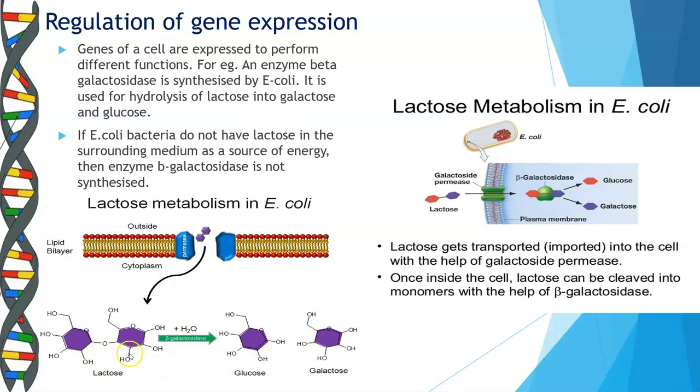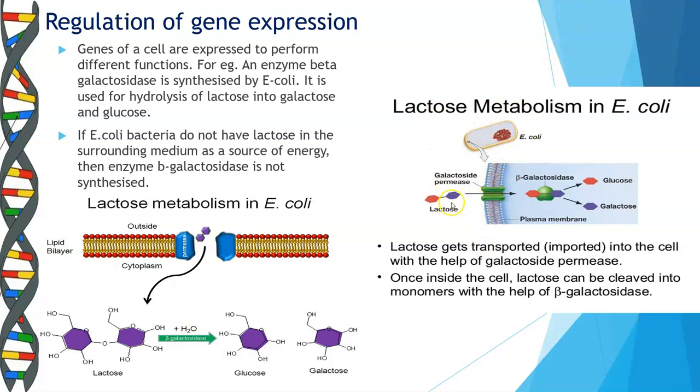This is how the reaction looks. You have lactose, which is a disaccharide unit. In the presence of water and beta-galactosidase, it is broken down to its monomers, that is glucose and galactose. Here is an image of how lactose metabolism takes place in E. coli. This is your E. coli bacterial cell. This is the cell wall.